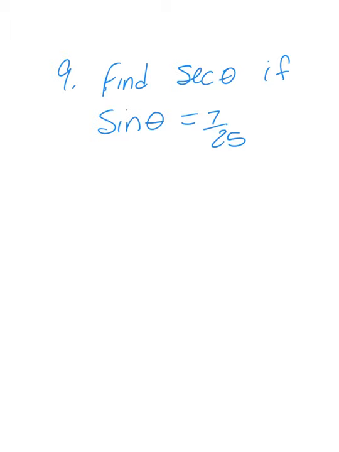So on this one, they need you to find the secant of theta if the sine of theta is 7 over 25. Well, we know that sine is opposite over hypotenuse. So I'm going to draw my little triangle. And the opposite, we'll put theta here, the opposite is going to be 7, and the hypotenuse is going to be 25. So we need to find this guy right down here.